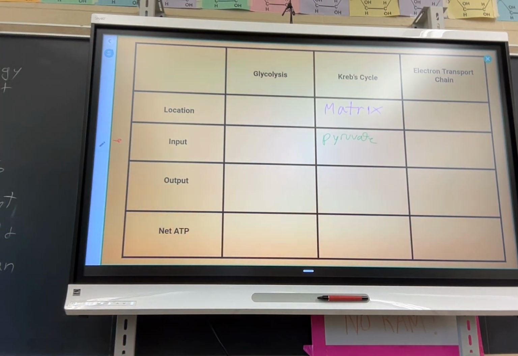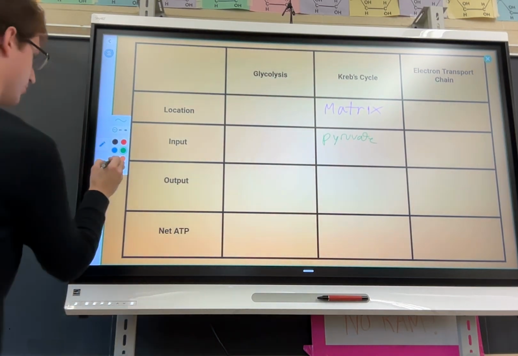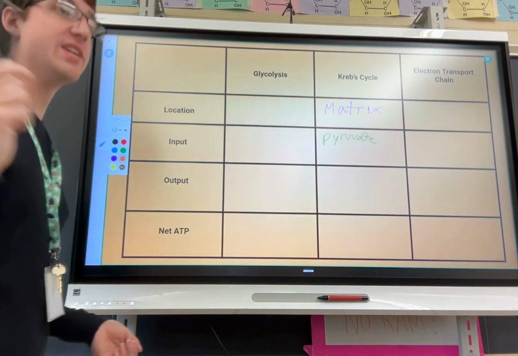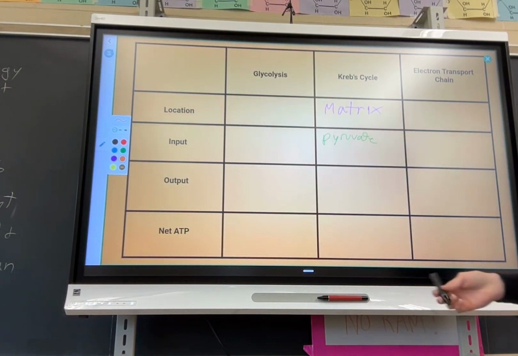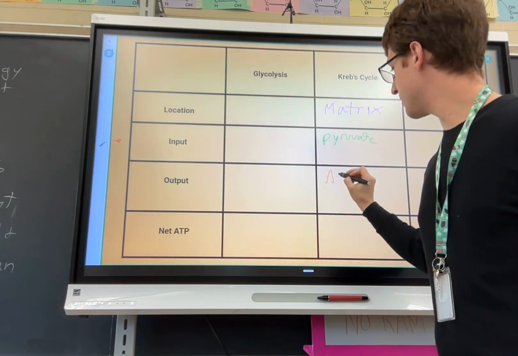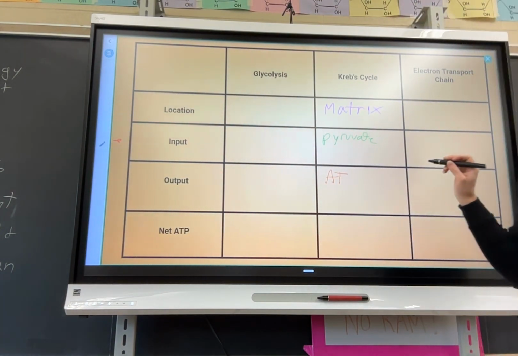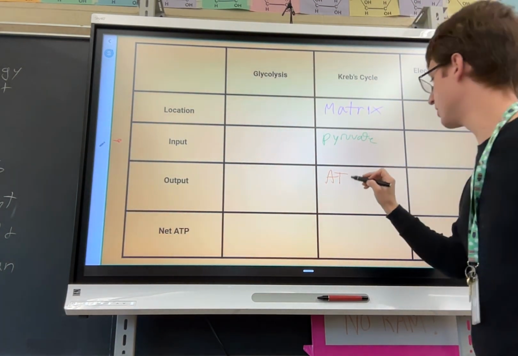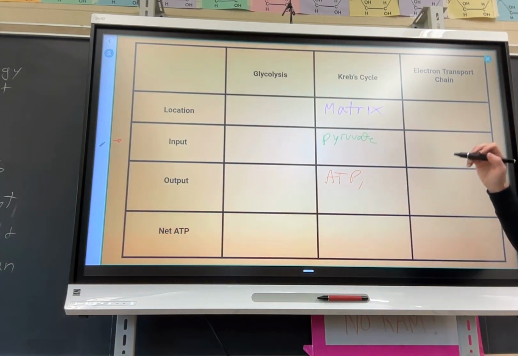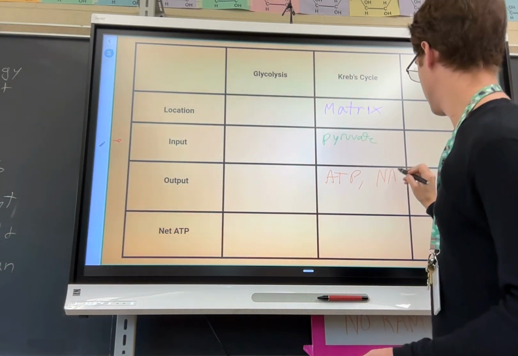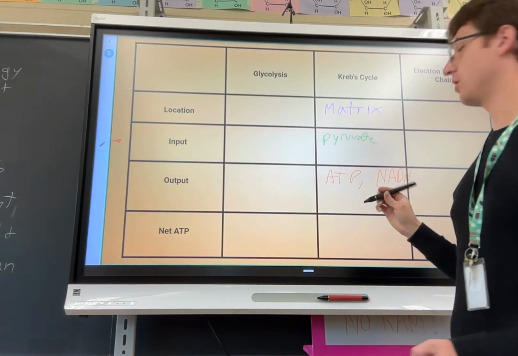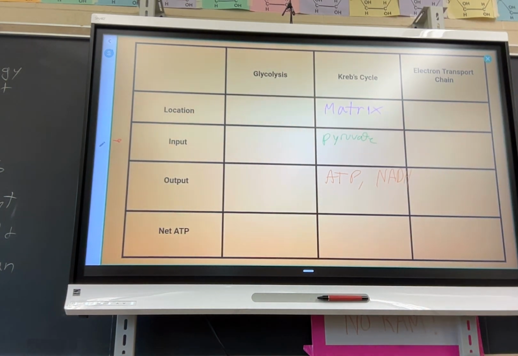Ashlyn, pick a color. Orange. Okay. What is the output of the Krebs cycle? Citric acid and a tiny amount of ATP. So we get ATP. We're not going to count the citric acid because it's going to keep cycling through the system. But ATP is one of them. What else? Peter, want to help her out? NADH. Anything else? Ash or Abigail?